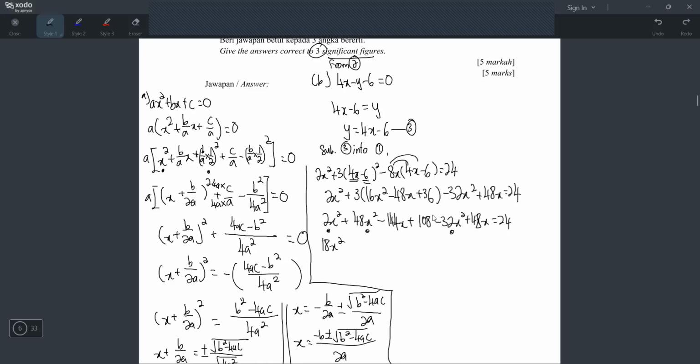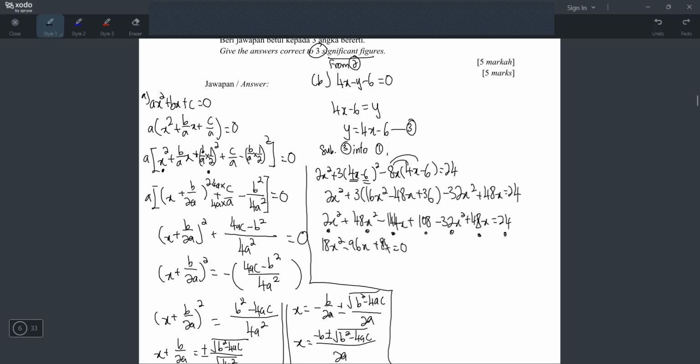And then now I will collect everything that has x. Negative 144x plus 48x. Let's press negative 144 plus 48. All right, it's negative 96x. So just write it down. And then finally is the number 108. But the 24 is on the other side, so I should move it here, becomes minus 108 minus 24, positive 84. All right, so I end up with this quadratic equation.